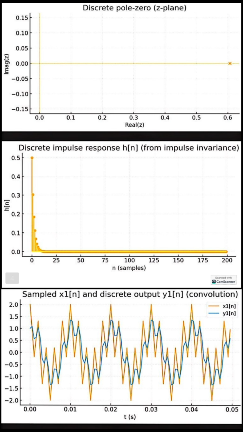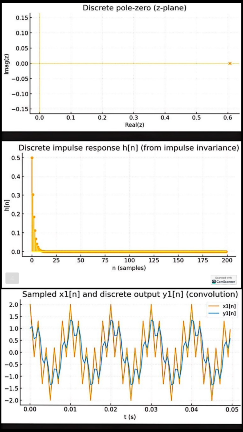When we come to the first one, the pole zero plot on the z plane, it shows that poles are inside the unit circle, which is a stable discrete system, and poles are real and positive, which means the impulse response will be decaying without oscillation. It's likely obtained with impulse invariance or a similar mapping from S plane to Z plane.